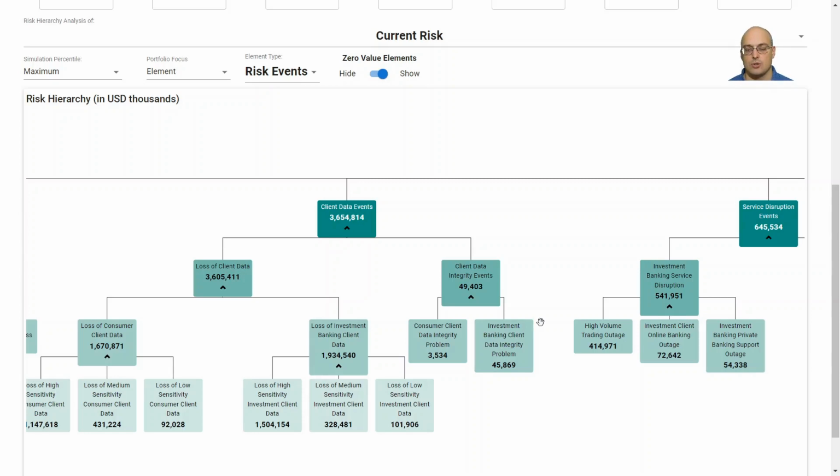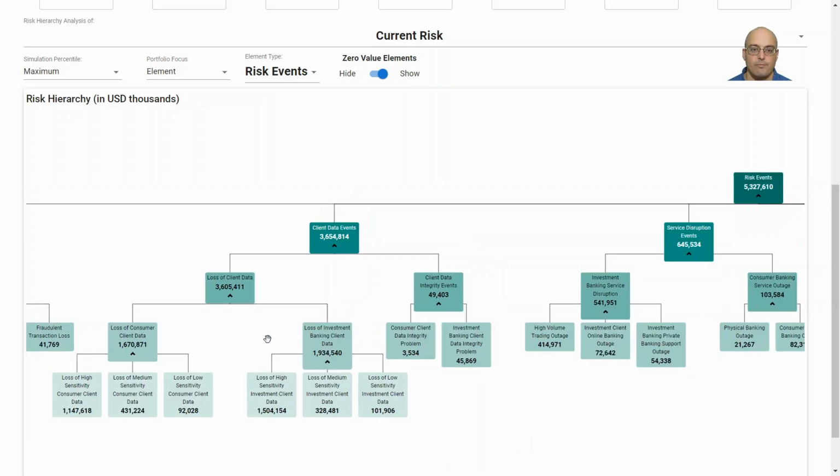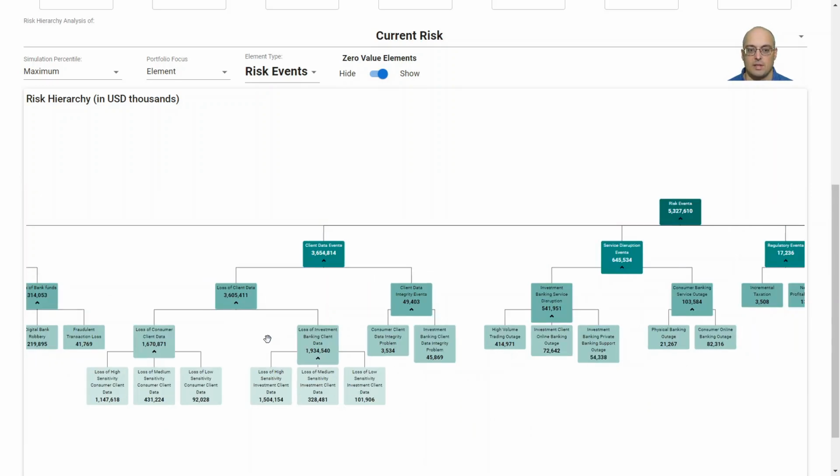Then you want to pay attention to those, because if you address this scenario or this risk event specifically with risk mitigation investments, then there is a higher chance that you mitigate the worst case scenario that drives your stress testing results and capital adequacy requirements the most. So in this situation, it is very useful to focus on the loss of high sensitivity investment client data risk event. Of course, this is just an example within this demo. For your organization, this may be different.